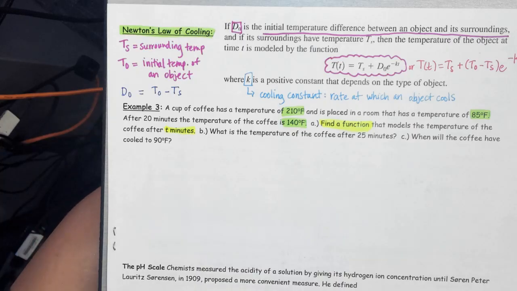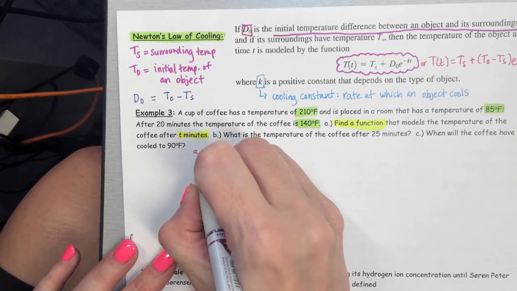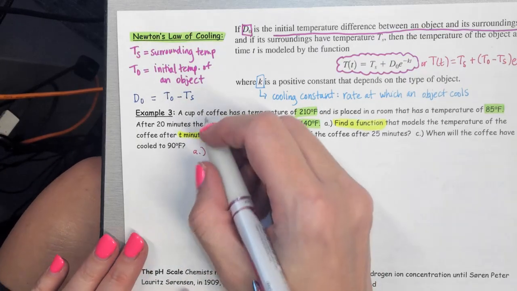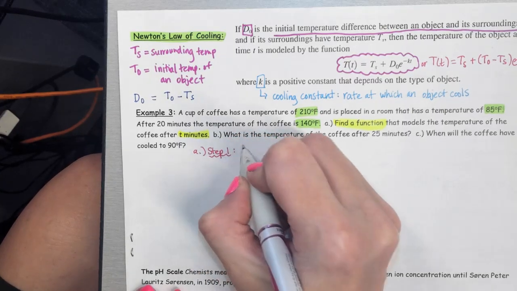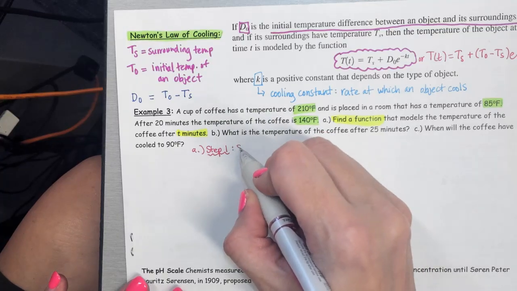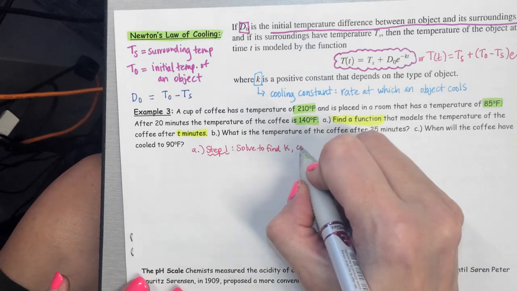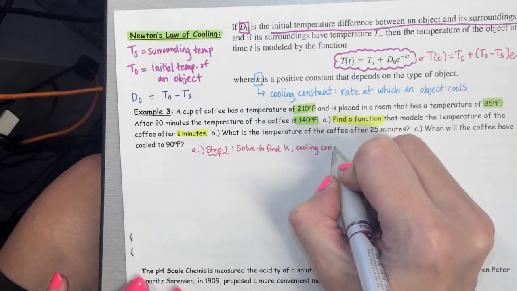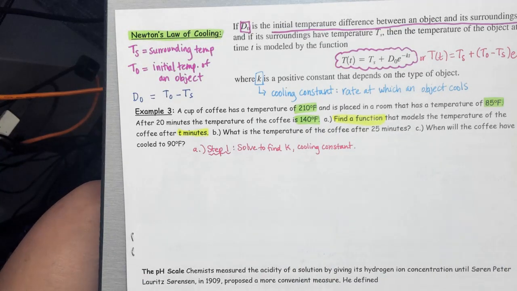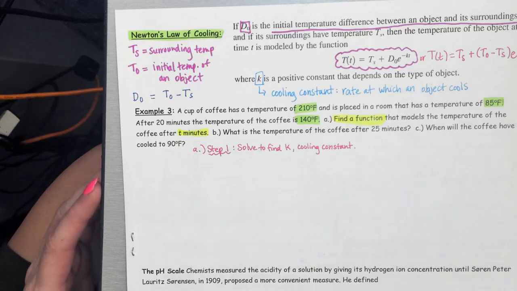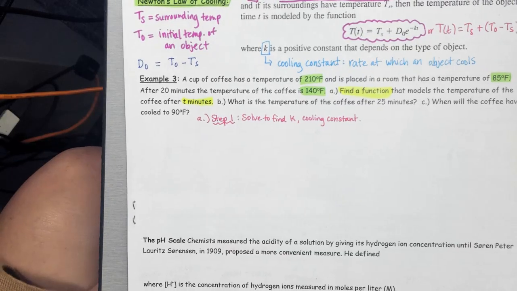In order to do that, we are going to have to find the cooling constant. In part A, your first step is going to be to find k using that given information. When you're doing these problems, you are always going to want to plug things in to find k. A good place to start is organizing the information that they give you.